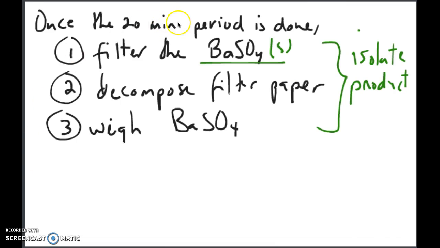Once you have waited 20 minutes after the addition of barium chloride, what you're going to do is filter your barium sulfate. Remember, that's your solid. And then, because your filter paper will be mixed with the barium sulfate solid, you're going to decompose the filter paper in the crucible. And then at the end, you're going to weigh how much barium sulfate you have.